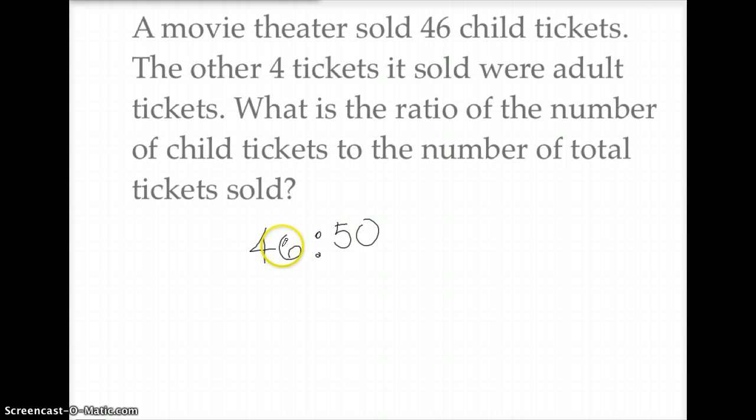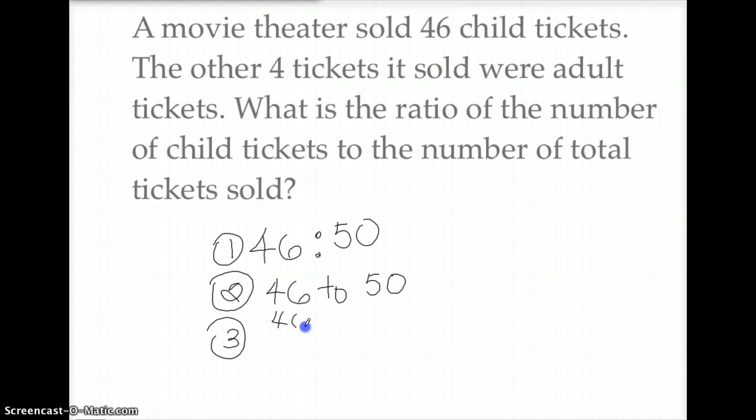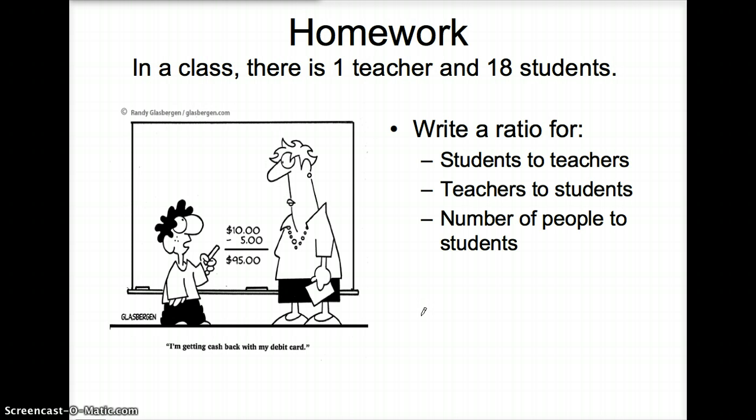So we write it as 46 to 50, and that's how we read it too. We can of course write it as 46:50, which is the second way to write it, and the third way to write it is of course as a fraction. Looks like a fraction, 46 over 50. All right?